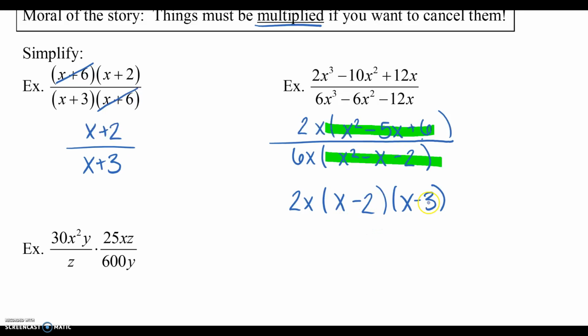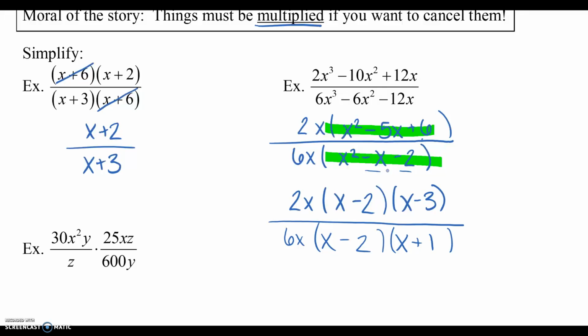So now our denominator, we still have that 6x. We ask ourselves, what multiplies to negative 2 and adds to negative 1? So I believe that's negative 2 and positive 1. So again, we can double check. Negative 2 times 1 is negative 2. Negative 2 plus 1 is negative 1.